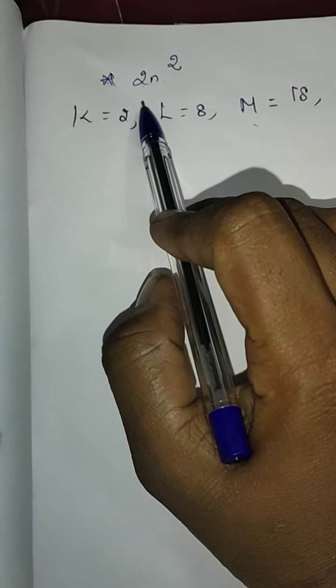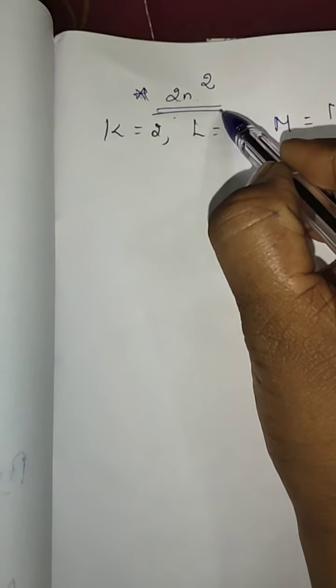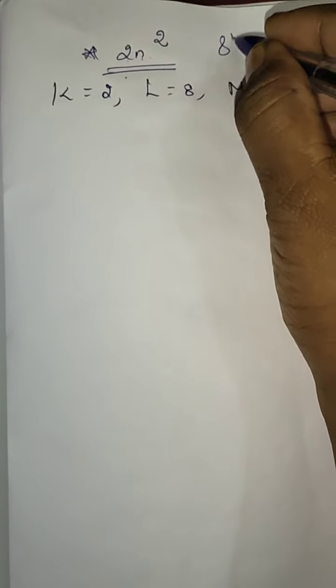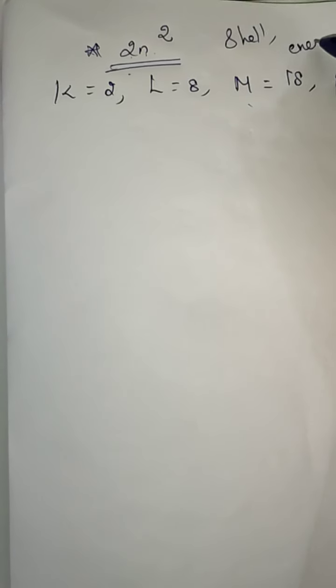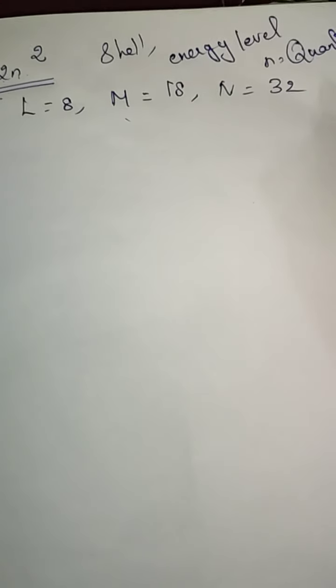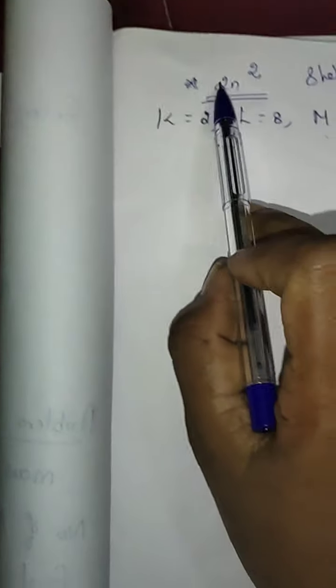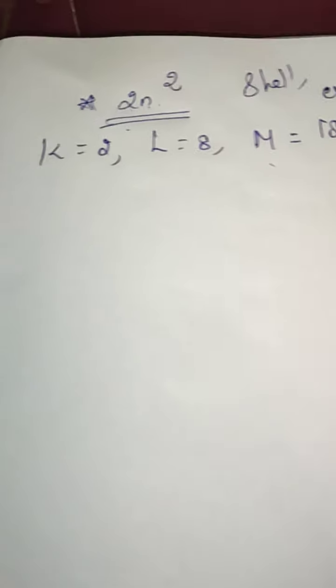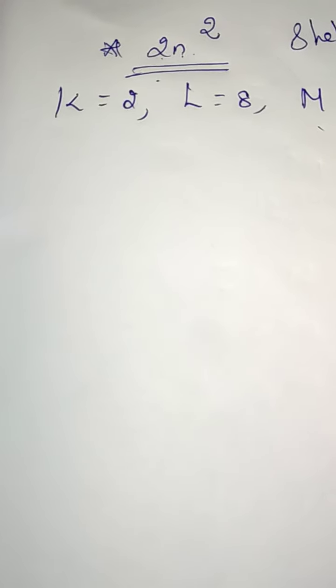In Niels Bohr's model we studied that the accommodation of electrons in each orbit is given by the formula 2n square, where n is the energy level. The orbit can also be called a shell or energy level. n denotes the quantum number. Quantum means energy. That is, each orbit has its own fixed energy level, and it has the capacity to hold electrons.